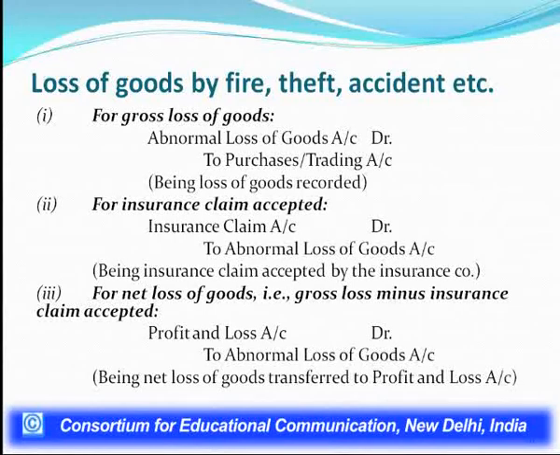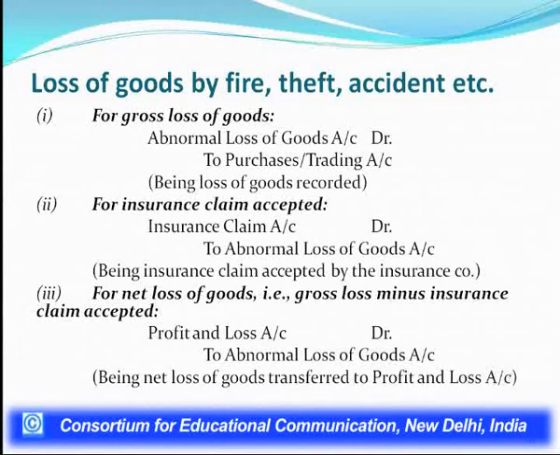So we have to calculate the value of the goods lost, and this value is always calculated at cost price. So we will calculate the gross loss of goods. Normally in a final account question it is already given, and being an abnormal loss, the abnormal loss of goods account shall be debited. We could also specify it clearly: loss of goods by fire, or loss of goods by theft, or loss of goods by accident. And to purchases account or trading account.